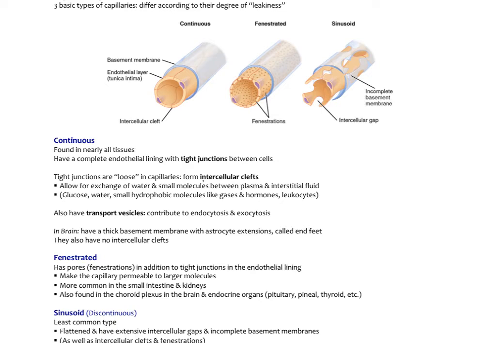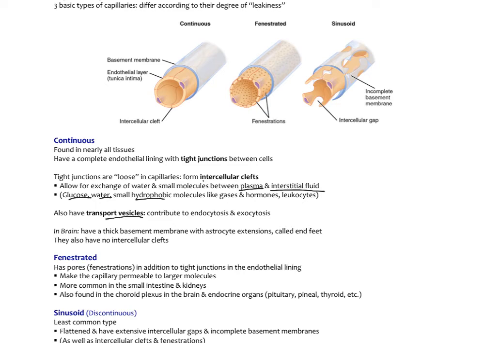Those clefts allow for exchange of water and small molecules between the plasma and the fluid in the tissues, called interstitial fluid. Things like glucose, water, small hydrophobic molecules like gases and hormones, and white blood cells can pass through those intercellular clefts. Many of the continuous capillaries also have transport vesicles in the endothelium, and they can transport different substances via endocytosis and exocytosis.